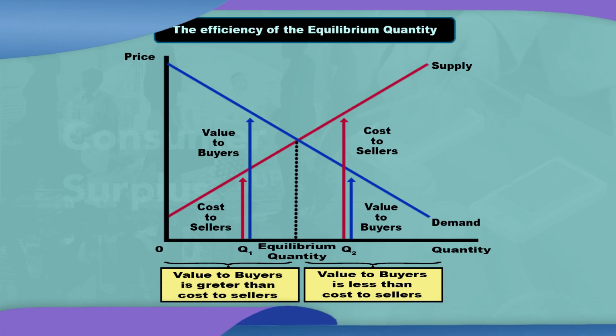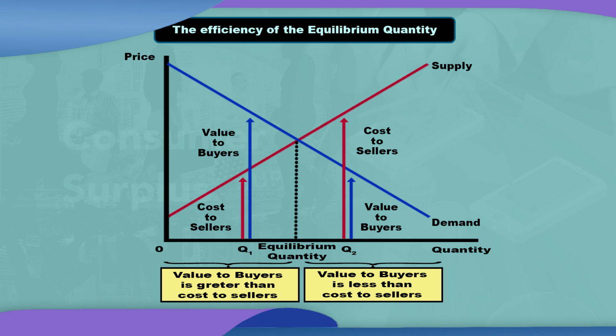So let us look at figure 2 that illustrates why this is true. The efficiency of the equilibrium quantity. So first, demand and supply curves representing value and cost. The demand curve represents the value that buyers place on a good or service. It shows how much buyers are willing to pay at different quantities. The supply curve represents the cost to sellers in producing the good or service. It indicates the minimum price at which the sellers are willing to supply a certain quantity.